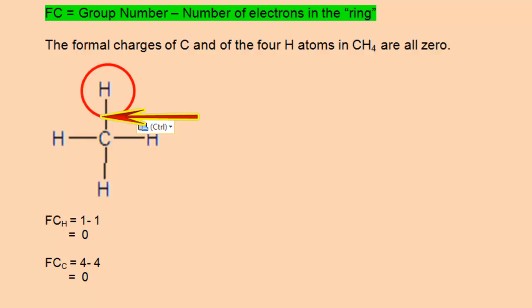So we're going to subtract from the group number of the atom the number of electrons in the ring. If we cut the covalent bond in half, in this case it's a single bond, there's one electron in the ring. So one subtract one is zero. Do the same for carbon. In the case of carbon, there are four electrons in the ring, and carbon's in group four. Therefore, the formal charge of carbon is zero.